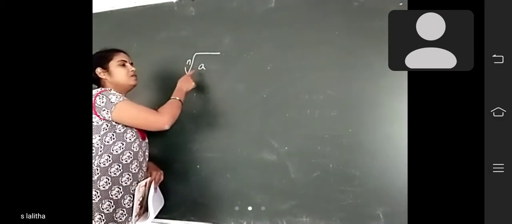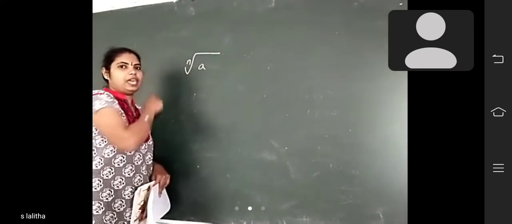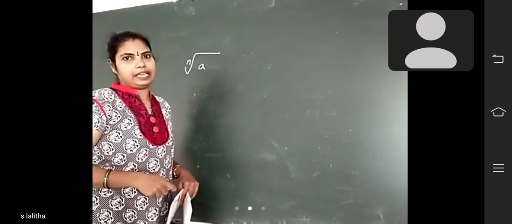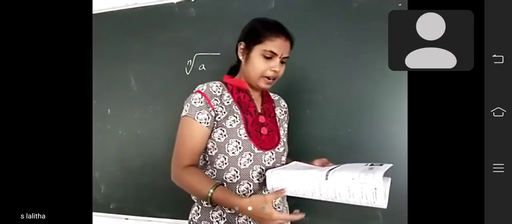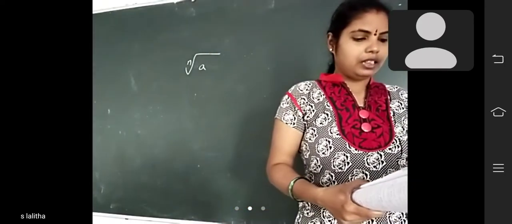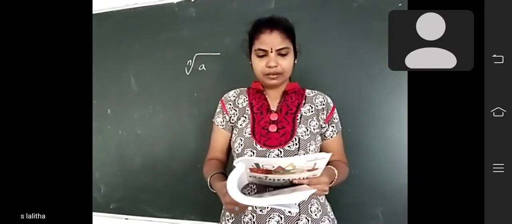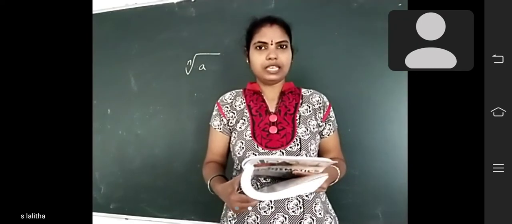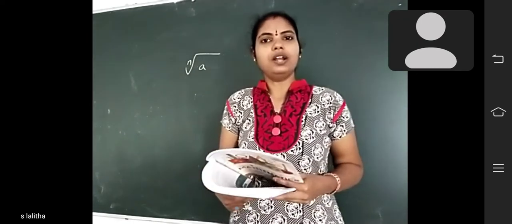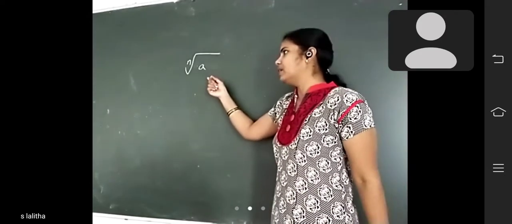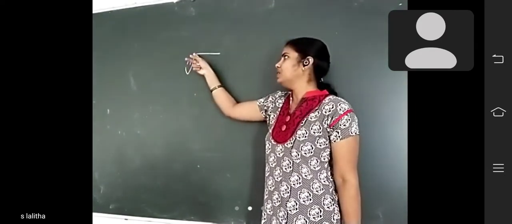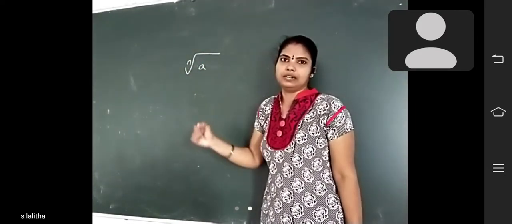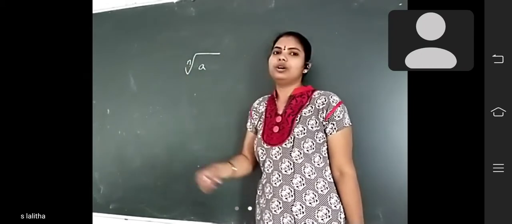This is the nth root of a. A is called the radicand. The root symbol is called the radical sign. N is called the order of the surd. And a is called the radicand. The nth root symbol is called the symbol of the surd, and n is the order of the surd.